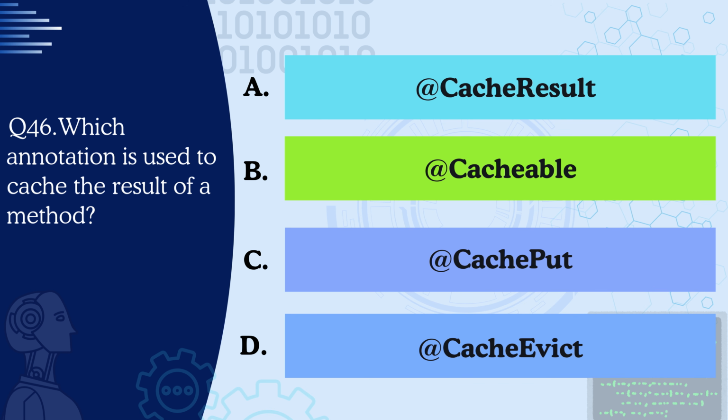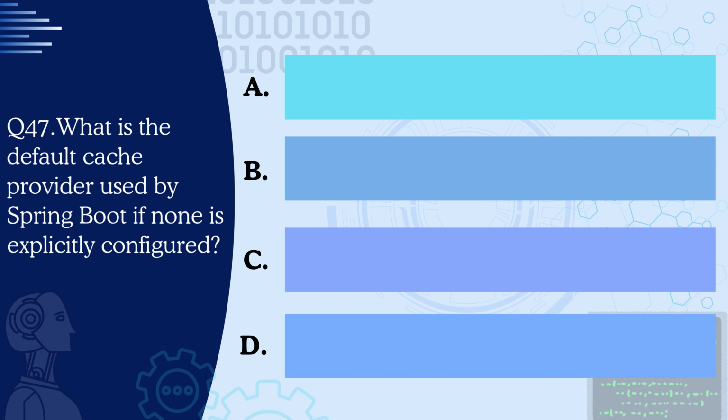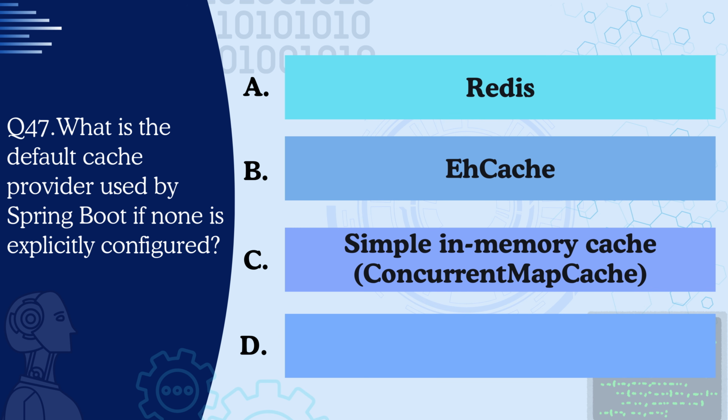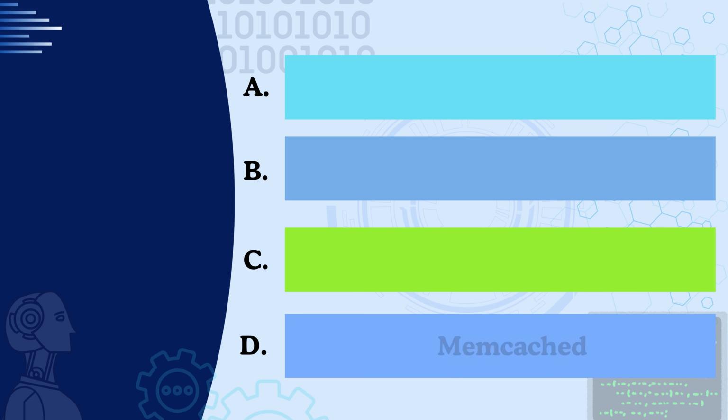@Cacheable. Question 47. What is the default cache provider used by Spring Boot if none is explicitly configured? A. Redis. B. EHCache. C. Simple in-memory cache. Or D. Memcached. So the correct answer is C. Simple in-memory cache.